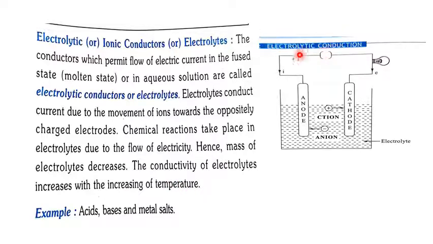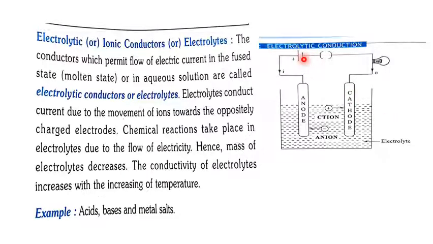Okay, listen. We take a beaker and take two electrodes, one acting as anode, another as cathode. Next, these two electrodes are connected with the battery through the wire. In this beaker we take metal in fused state or aqueous solution. Aqueous solution means suppose we take water and add NaCl. NaCl is dissolved in the water; that is the NaCl aqueous solution.